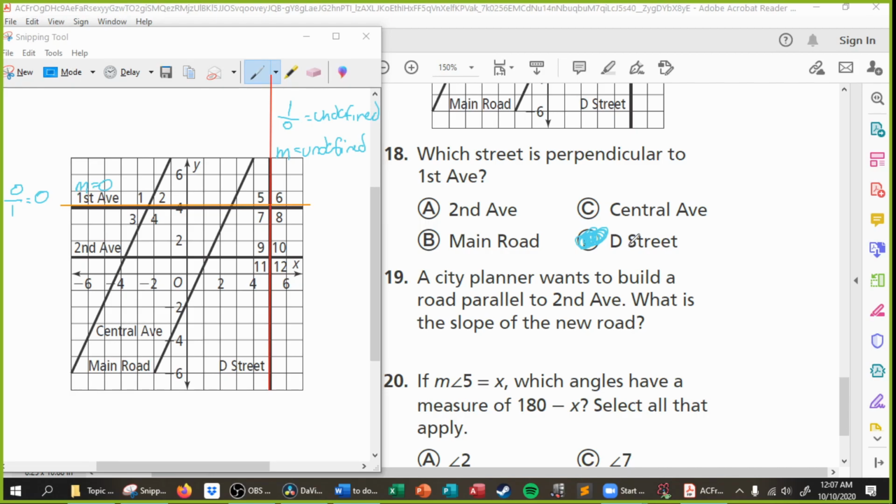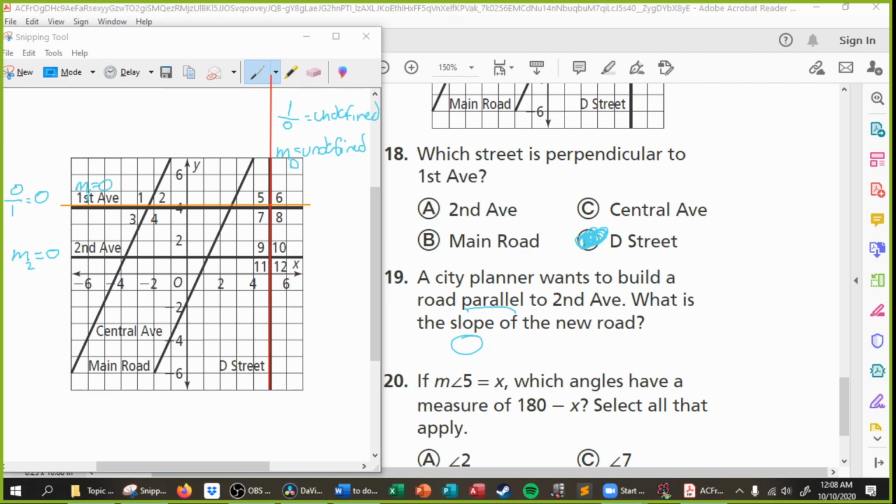Question 19 says, a city planner wants to build a road parallel to 2nd Avenue. What is the slope of the new road? So let's find 2nd Avenue. Well, here we've already determined that First Avenue has a slope of 0. We can see that there is absolutely no rise in 2nd Avenue. So I'm just going to call that M2. This would be M1, and this would be MD. M2 has absolutely no slope. And since we want it to be parallel, this would also have to have absolutely no slope.